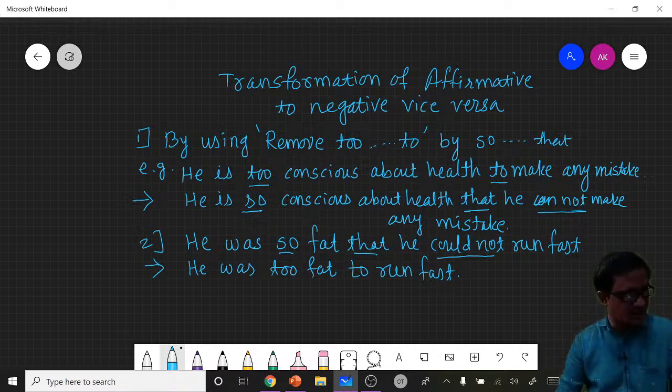Any doubt if you find, you may tell me in the chat box. So this is the sixth rule that we have learned today. The next rule we will move to get even more idea about how we can change the affirmative sentence to negative and vice versa.